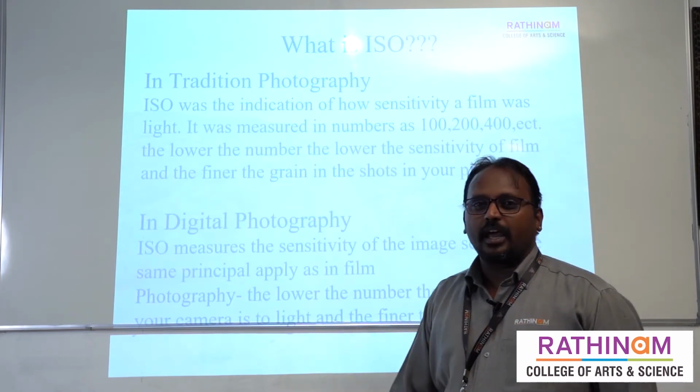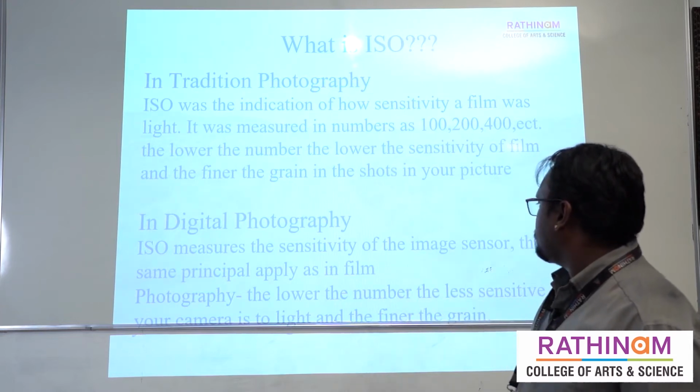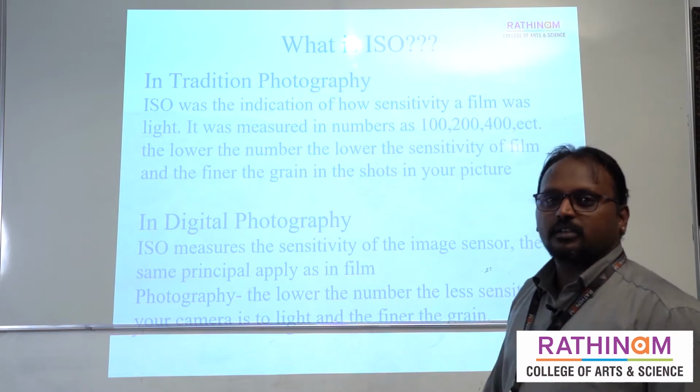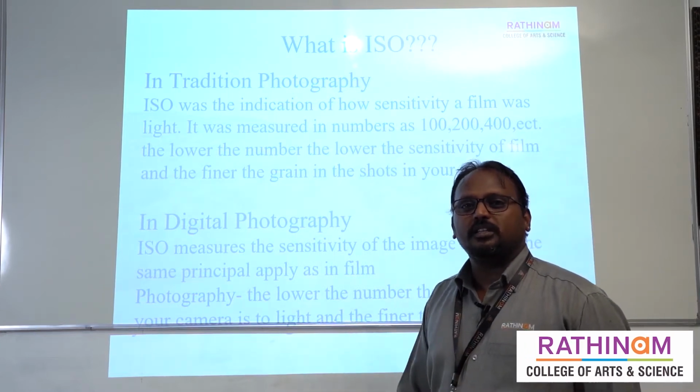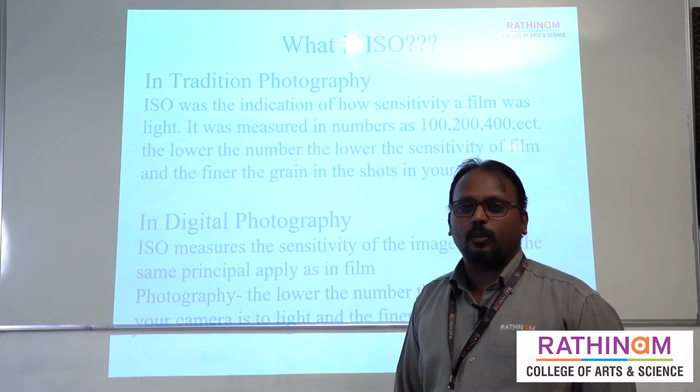So this is ISO. The ISO measures the sensitivity of the image sensor. The same principle applies as in film photography. So this ISO is measuring the lighting. This is the concept behind ISO.